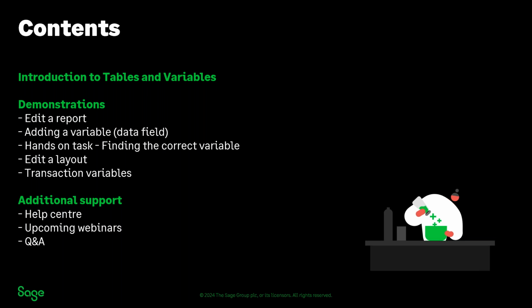We'll be looking at editing a layout, and how it's pretty much the same as editing a report as far as variables are concerned. And then we're going to pick up on probably the more complex aspect of variables, and it's the transaction variable. So I've got an example. It's a little bit of a warning when you start adding transaction information onto your reports or your layouts. So what kind of thing to watch out for. Just at the end there, we'll explain more about the additional support, so covering a recap on the Help Center a little bit.